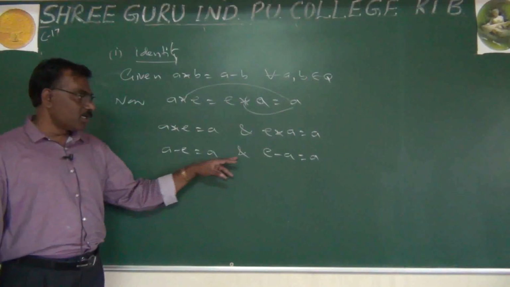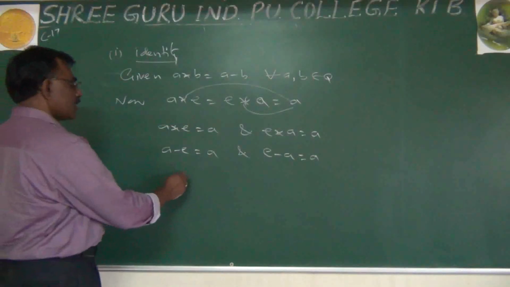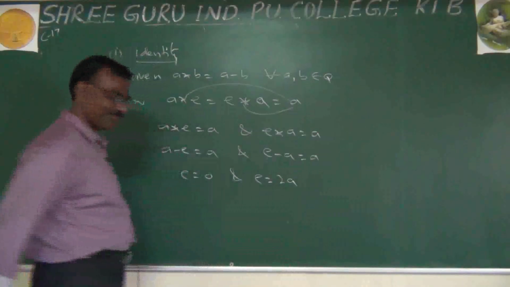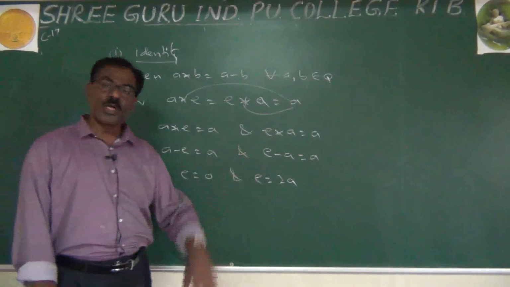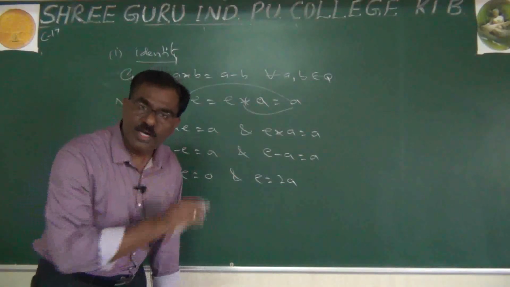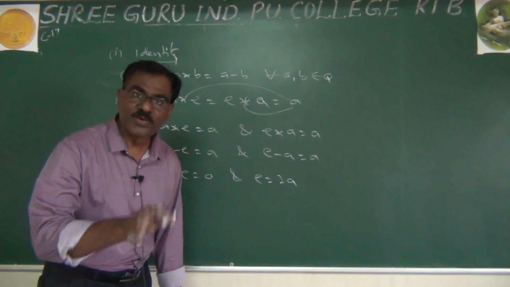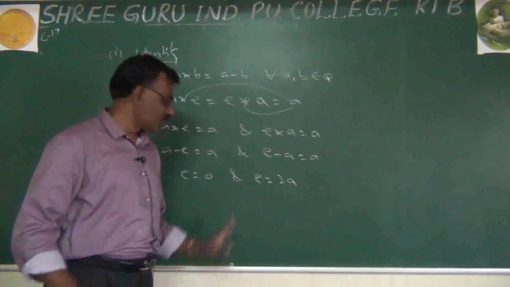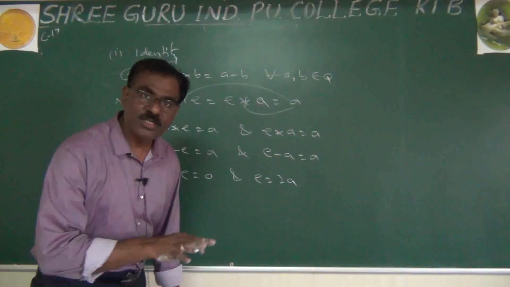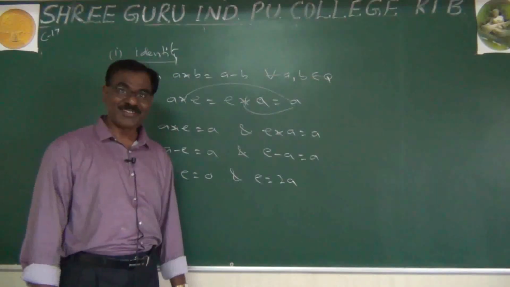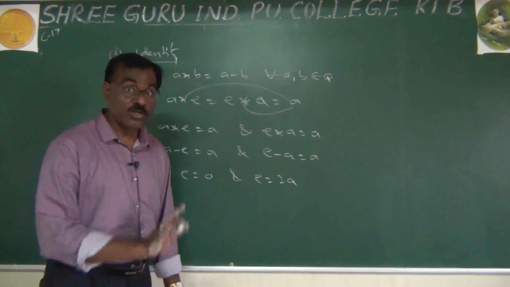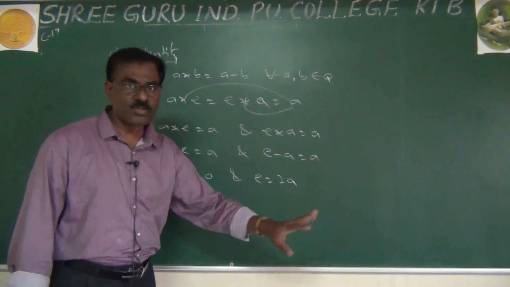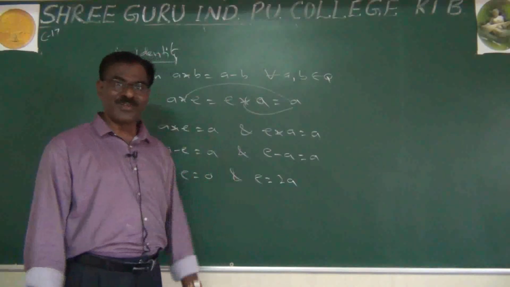A minus E equal to A, E minus A equal to A. What is E? E will be 0 and E equal to 2A. Here 0, here 2A. Different or same? Very good, different only. Not same. Identity exists or does not exist? Does not exist. Very good. This is a rational number, 0 is a rational number, 2A is also rational, but both are different only.